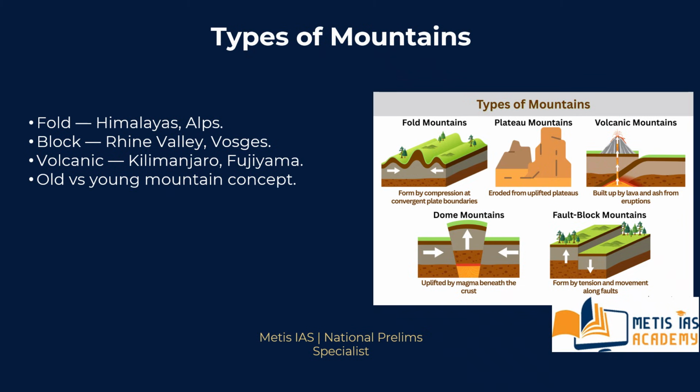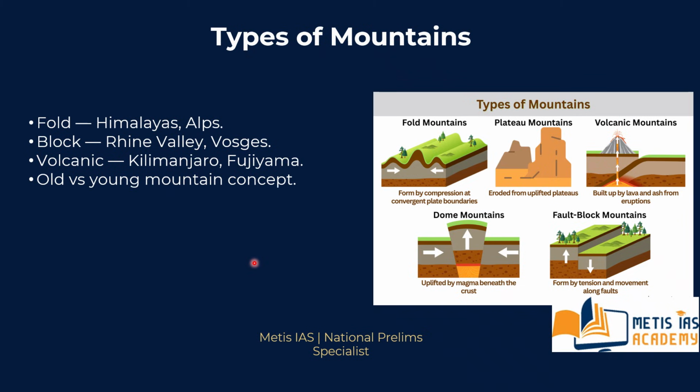Next, we will move into block mountains. Block mountains are formed when large blocks of land are uplifted or dropped due to faulting. In the making of these block mountains, an important phenomenon happens, that is faulting. Examples: Rhine Valley, Vosges Mountains, etc.